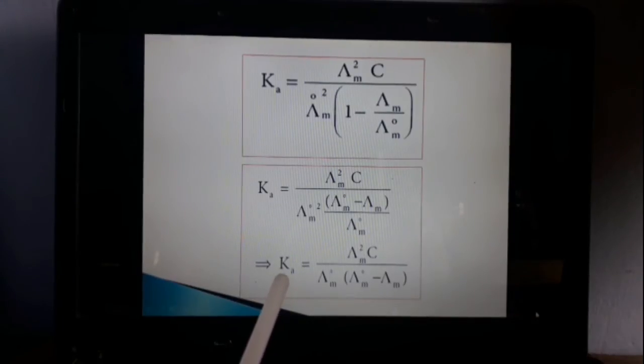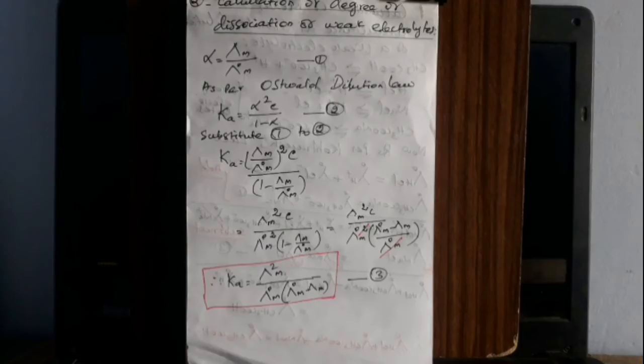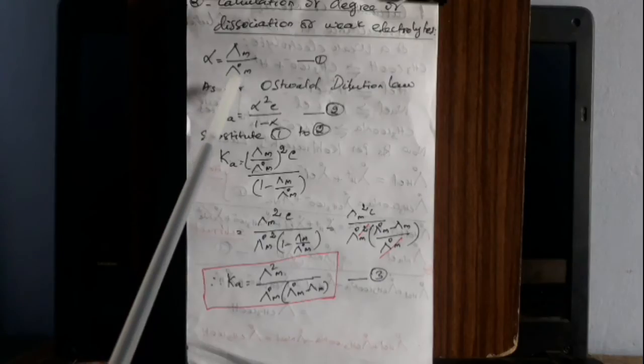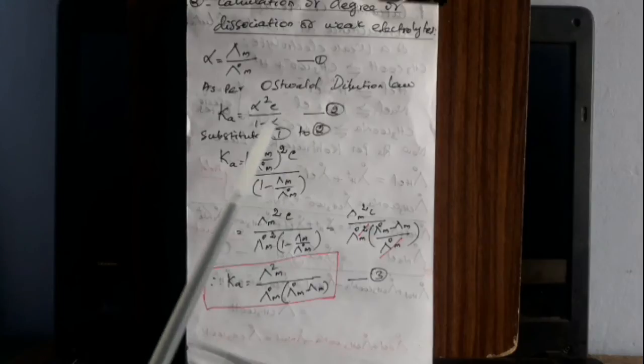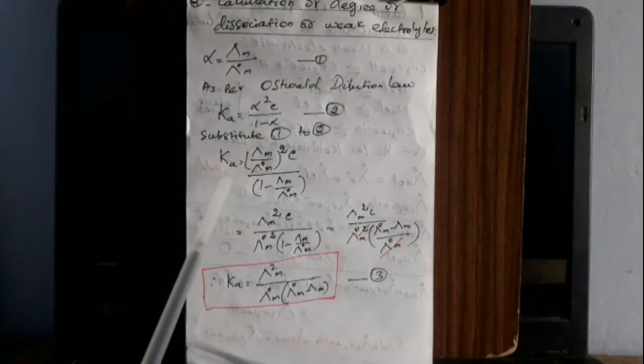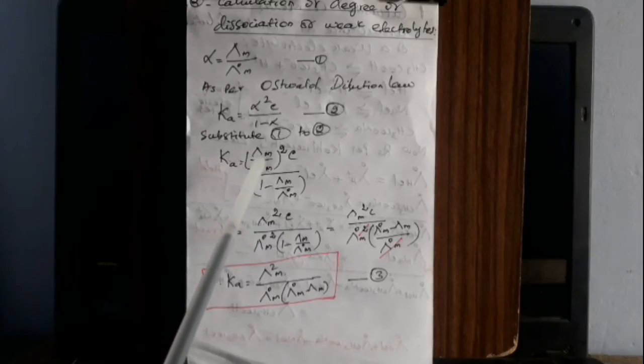Now I show the handwritten script of this derivation. Alpha is equal to lambda m divided by lambda 0 m. As per Ostwald's dilution law, Ka is equal to alpha squared C divided by 1 minus alpha. Substitute this value: lambda m squared divided by lambda 0 m squared into C, divided by 1 minus lambda m divided by lambda 0 m.